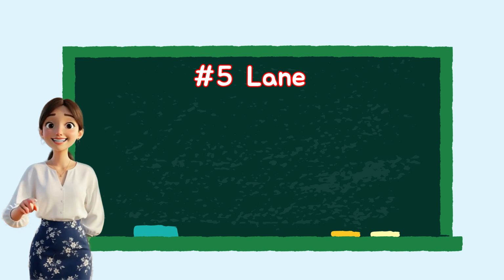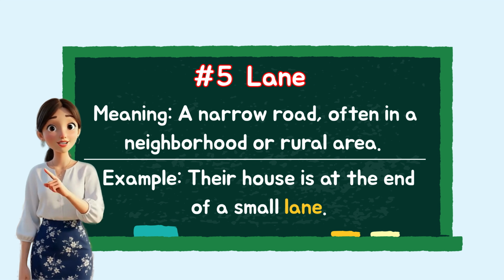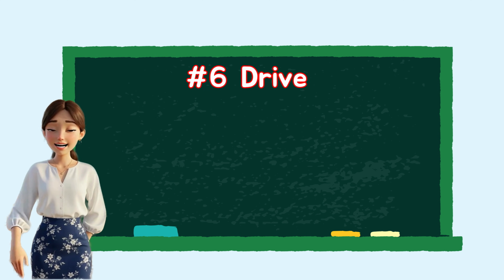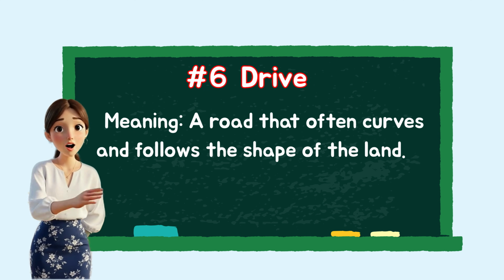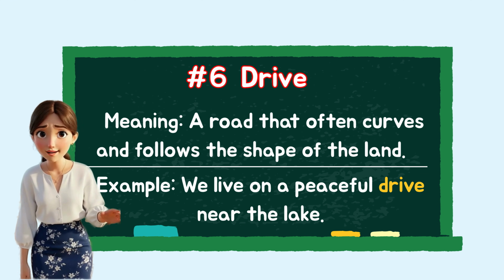Number 5. Lane. It means a narrow road, often in a neighborhood or rural area. Example, their house is at the end of a small lane. Number 6. Drive. It means a road that often curves and follows the shape of the land. Example, we live on a peaceful drive near the lake.